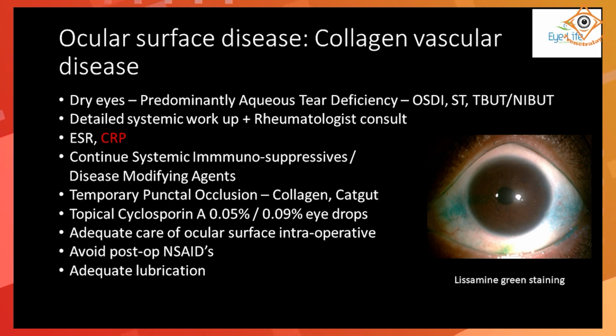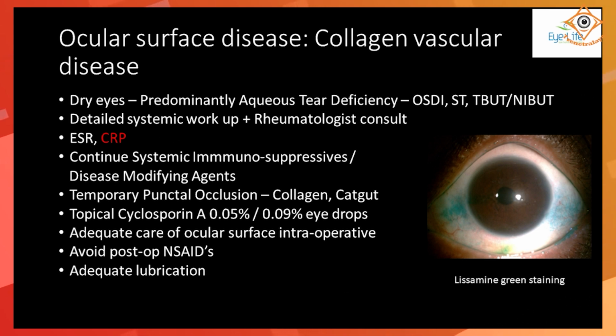The second variety are those with collagen vascular disease, most commonly rheumatoid arthritis. They have predominant dry eye with aqueous tear deficiency. The entire barrage of tests, starting with the ocular surface disease index, test, TBUT, etc., is absolutely mandatory. A detailed systemic workup and a rheumatologist consult is important. Amongst blood investigations, the CRP needs to be normal because it indicates stable disease. Now, whatever immunosuppressives the patient is on, please continue that.